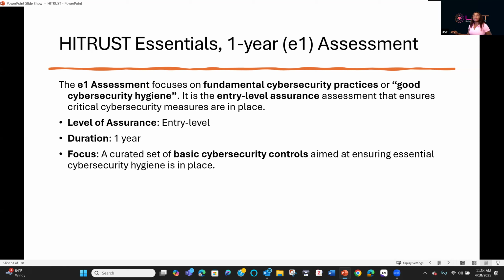Then the next one, if you look at the heading, it talks about essentials. So this is an E1 assessment. With the E1 assessment, this focuses on fundamental cybersecurity practices or good cybersecurity hygiene. It is an entry-level assurance assessment that ensures critical cybersecurity measures are in place. And that's why we say that it's more of an entry level. And the keywords are fundamental cybersecurity practices or good cybersecurity hygiene, with a duration of 1 year. It is a curated set of basic cybersecurity controls aimed at ensuring essential cybersecurity hygiene is in place.